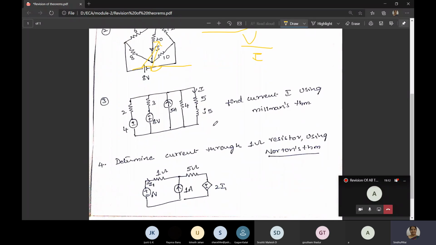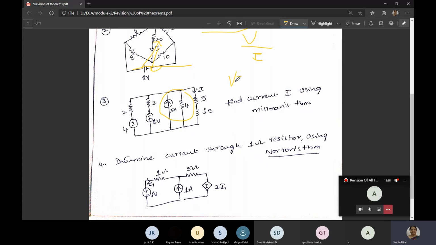Next, the third one is Millman's theorem. Find current I using Millman's theorem here. In Millman's theorem, we have just a formula where many voltage sources are connected in parallel. When voltage sources are connected in parallel, you have to go with the formula, just substitute here. Here one important thing is they have given a current source with a parallel resistor. Do source transformation and convert it into a voltage source.